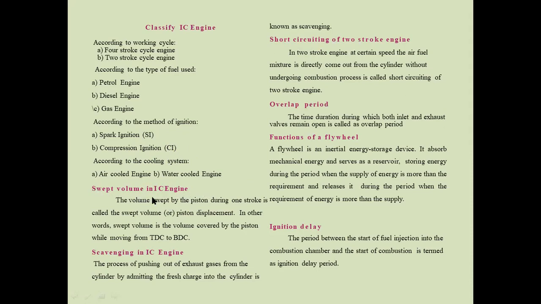Next we discuss the important key points used for the internal combustion engine. The first one is swept volume. The volume swept by the piston during one stroke is called swept volume or piston displacement. In other words, the swept volume is the volume covered by the piston while moving from top dead center to bottom dead center. The distance between these two positions covers the area that is the swept volume in the internal combustion engine.